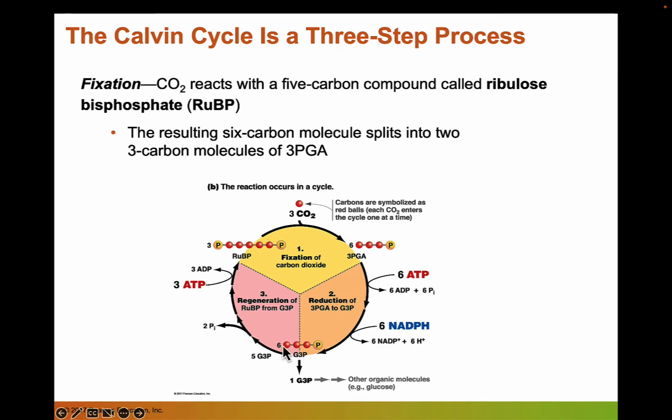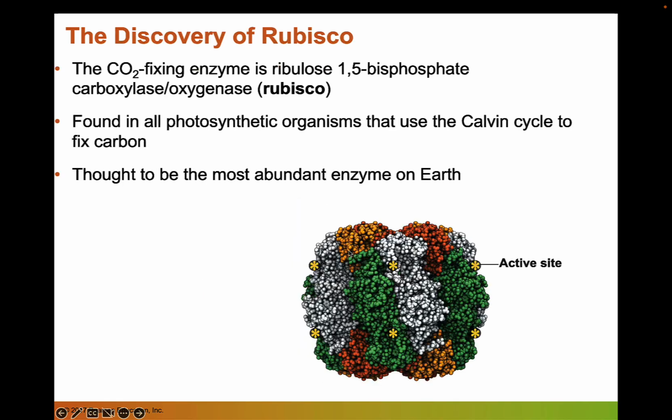And the Calvin cycle is broken up into 3 stages: fixation, reduction, and regeneration. So let's take a look at this first step called the fixation of carbon dioxide. In this step, carbon dioxide combines with this compound called ribulose bisphosphate, or RuBP. The 6-carbon compound then splits into 3-carbon molecules of 3-PGA. So we have 2 3-carbon compounds.